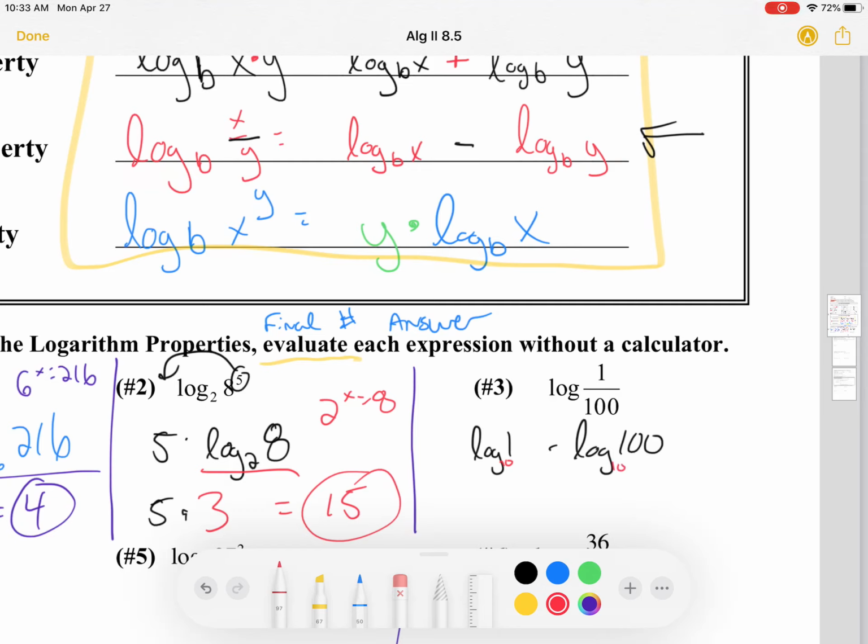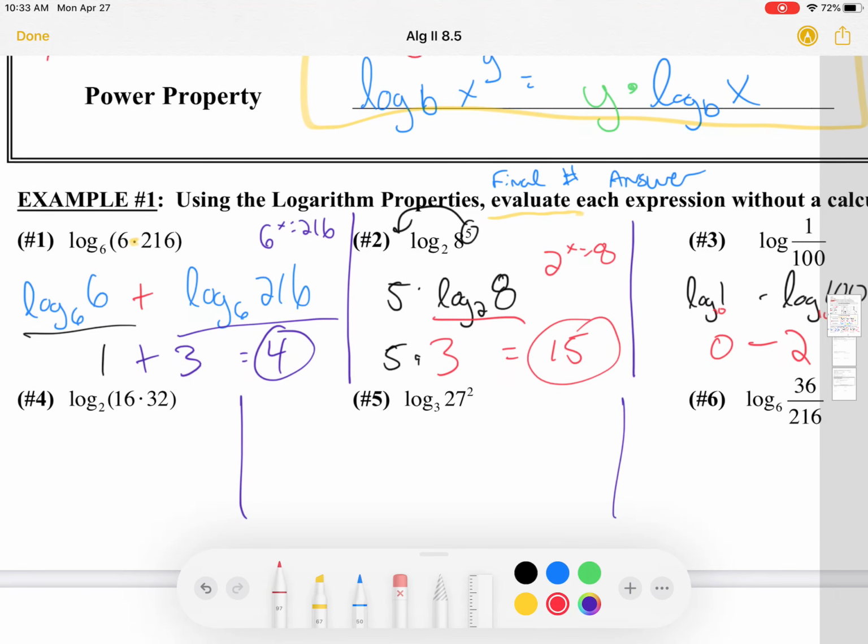So for this first part, 10 to what power is 1? Any number to the 0 power is 1. Minus 10 to what power is 100? Well, 10 to the second power is 100. 0 minus 2 is negative 2. And that makes sense because this is technically log base 10 of 1 over 100. So 10 to what power equals 1 over 100? Flip it, that's where we get the negative from. 100 is 10 squared, so we get negative 2.